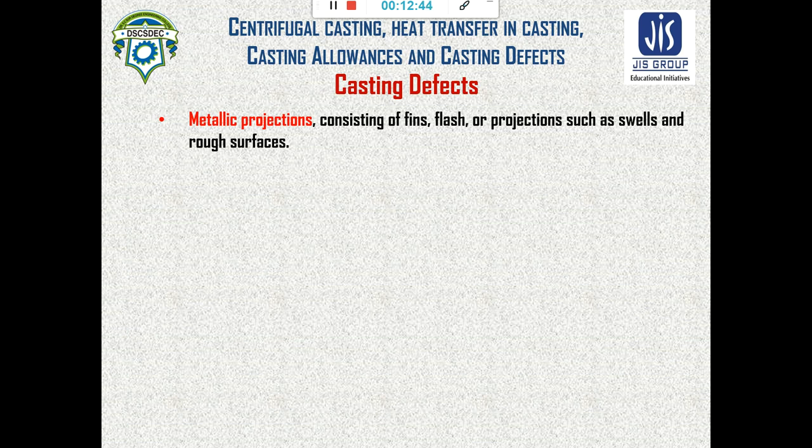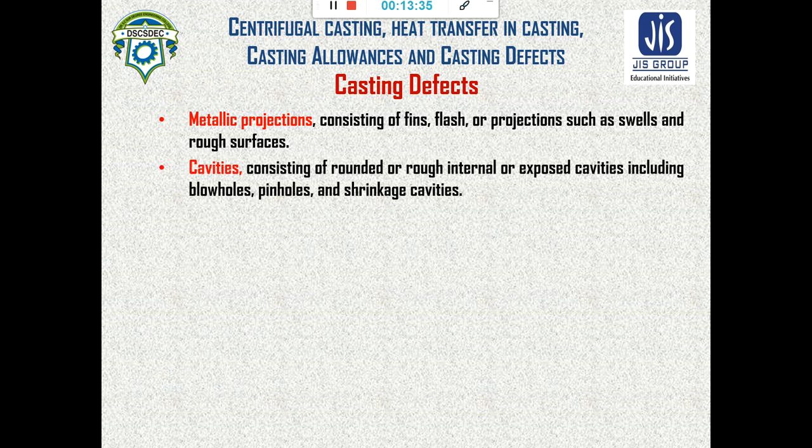The first type of casting defect is metallic projection. That means a defect which consists of fins, flash or projections, such as swells and rough surface. These projections and rough surfaces can very easily be seen in casting, because casting is done in a sand mold. Due to sand permeability, or mold wall breakage or any other reason, metallic projections can be seen on the surface of the casting, and that is known as the metallic projection defect.